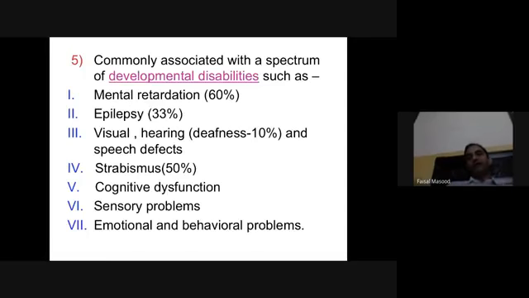Commonly associated disabilities can be mental retardation, visual, hearing, and sensory losses, strabismus, cognitive dysfunction, sensory problems, emotional and behavioral problems.